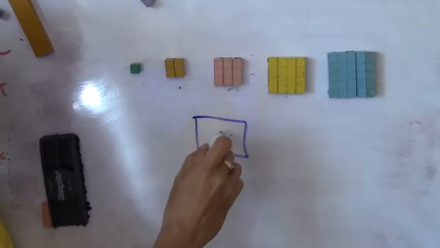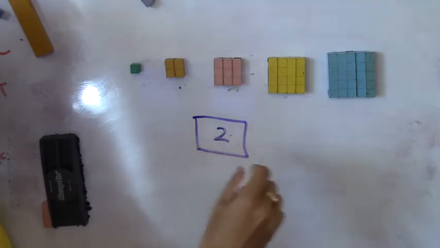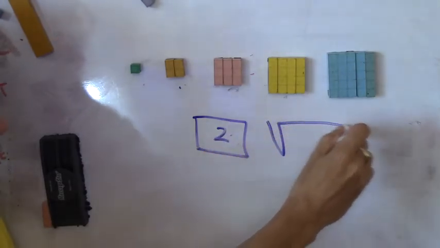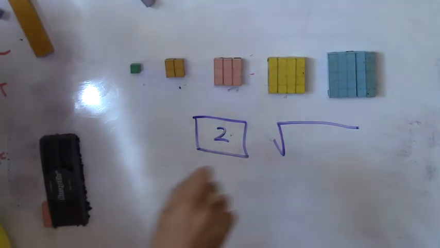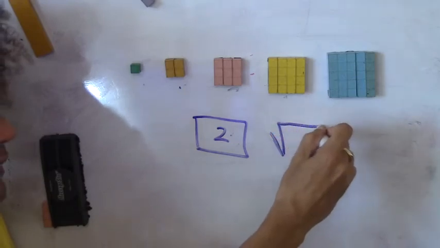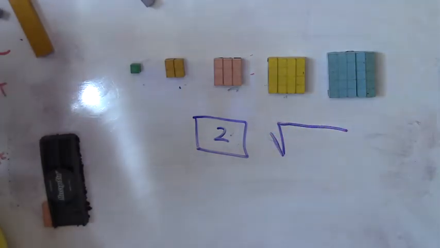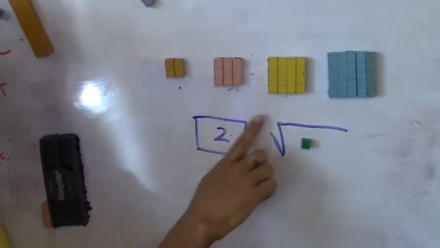So if I have 2 over here, first let's talk about the symbol right here. That symbol right there, what does it mean? Root. Square root, there you go. So square root of 1 is what?